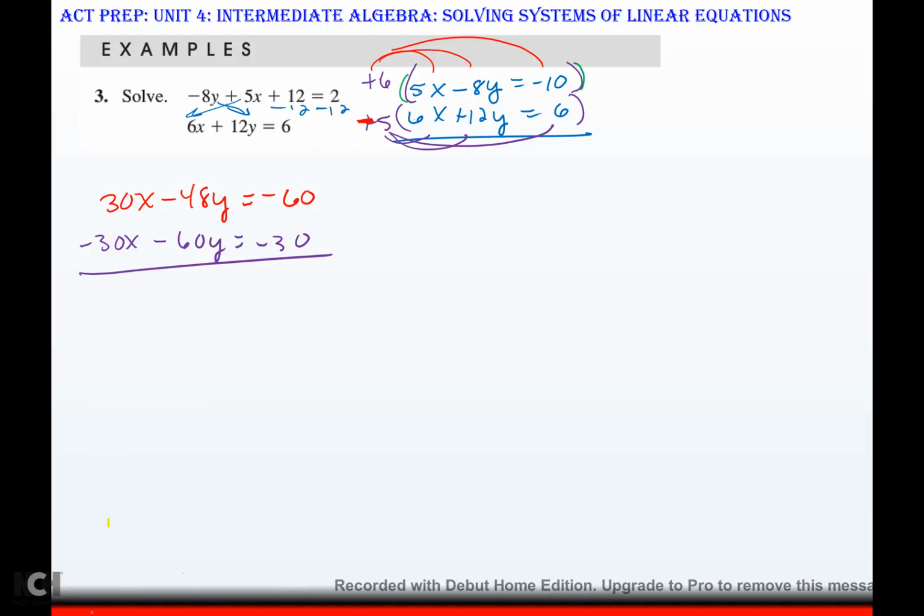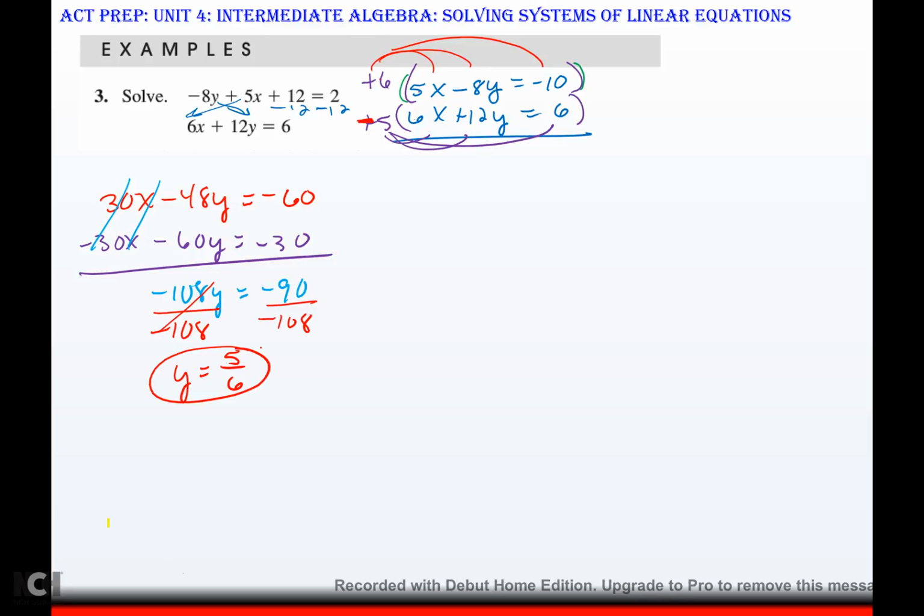So now when I, quote, add these, which really means I'm just combining like terms, the x's cancel. Negative 48 minus 60 is negative 108y equals negative 60 and negative 30 is negative 90. So to get y alone, I'm going to divide by negative 108. And if I type negative 90 divided by negative 108 and hit math enter, I will get y equals 5/6.